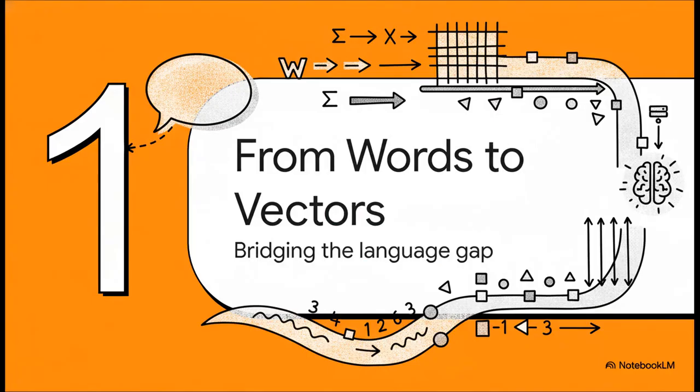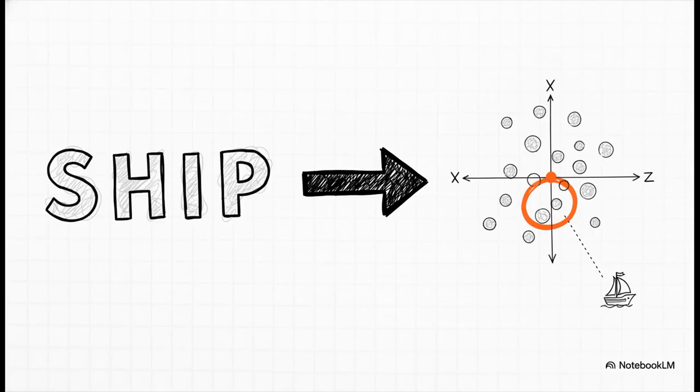And here's the big idea. We're going to bridge that language gap by translating our world of words into the computer's native tongue, numbers. See, we're not trying to teach the computer English. Instead, we're going to create a brand new mathematical language that represents English. So here's the absolute key.